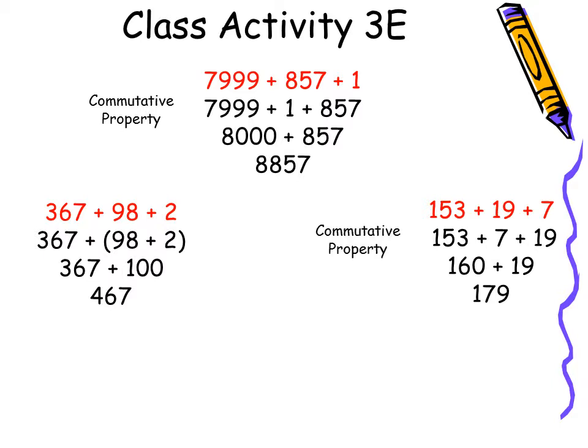So actually this should be two properties, commutative property as well as the associative property, because I'm not adding the 7 with the 19, I'm actually adding the 7 with the 153.